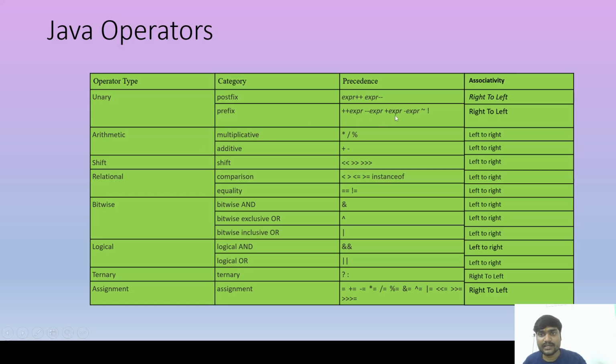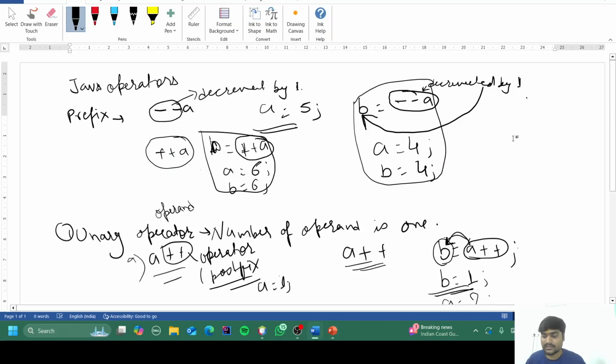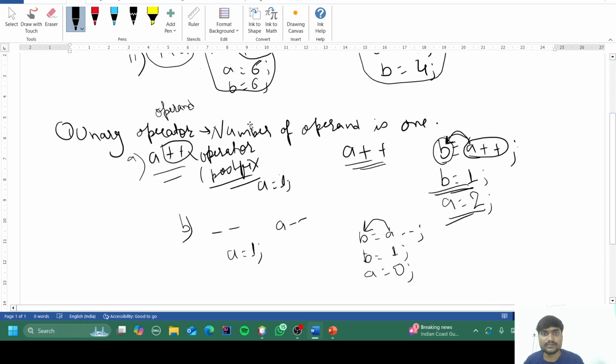If you can see, there are many other operations as well. Plus expression, minus expression and negation expression. Suppose you want to perform another one, and now coming to the other operators.